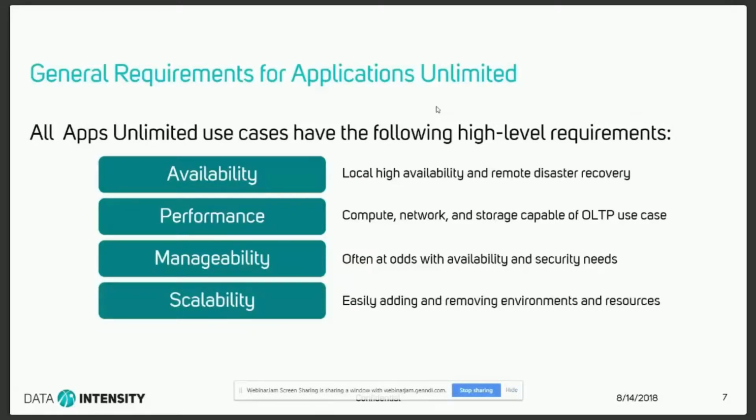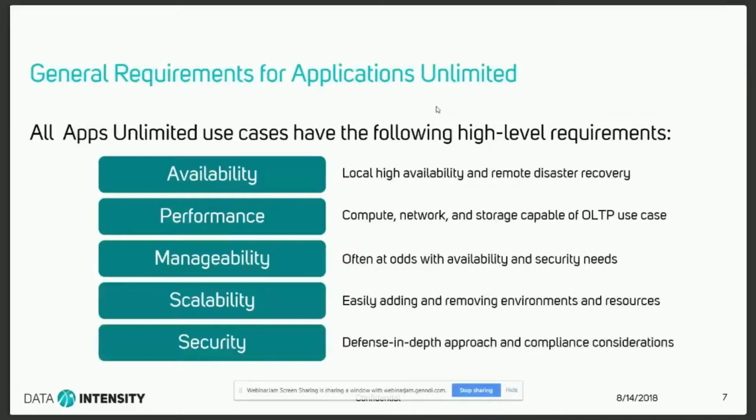Scalability. So being able to add and remove environments as they're needed without having to keep a permanent spend for high watermark. Being able to add system resources as you need to. And being able to do that with regard for your application and technology licensing. And the last piece is security. Most of our customers, and we internally at Data Intensity, take a defense in-depth approach to security. Compliance is obviously a big concern for our customers with GDPR requirements and all the things that you need to do around privileged access management and auditing and things like that. So having a cloud platform that can support all those needs is critical.